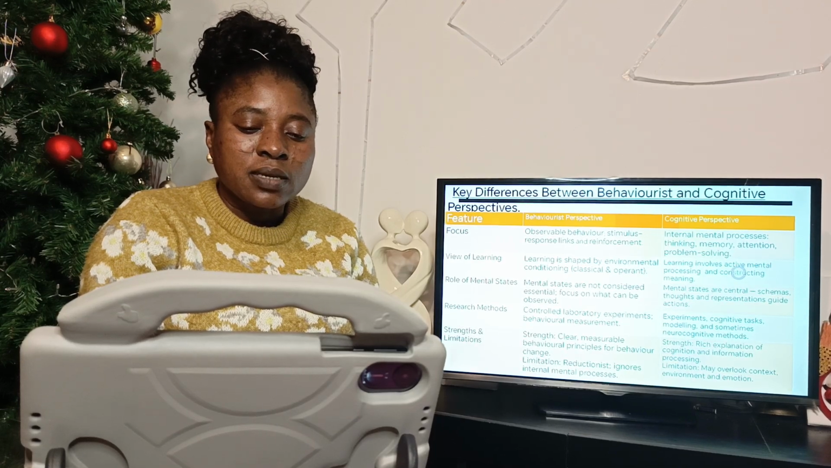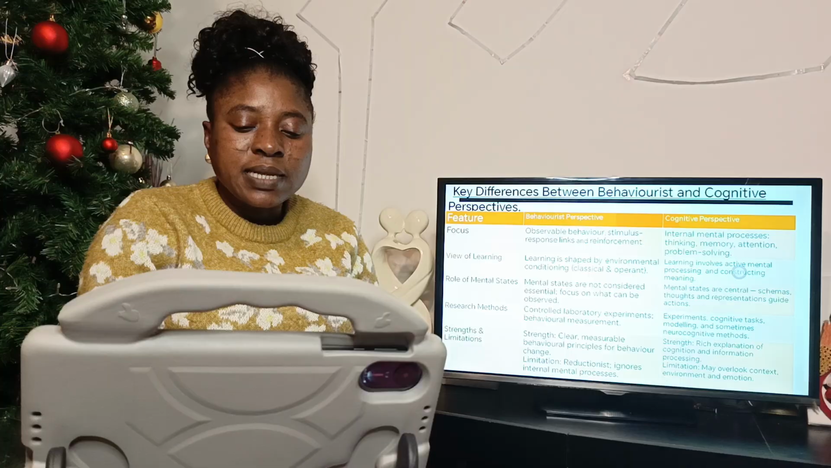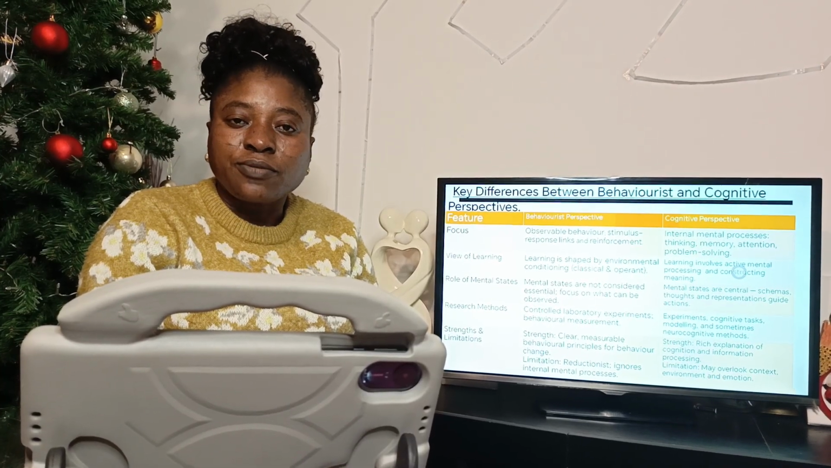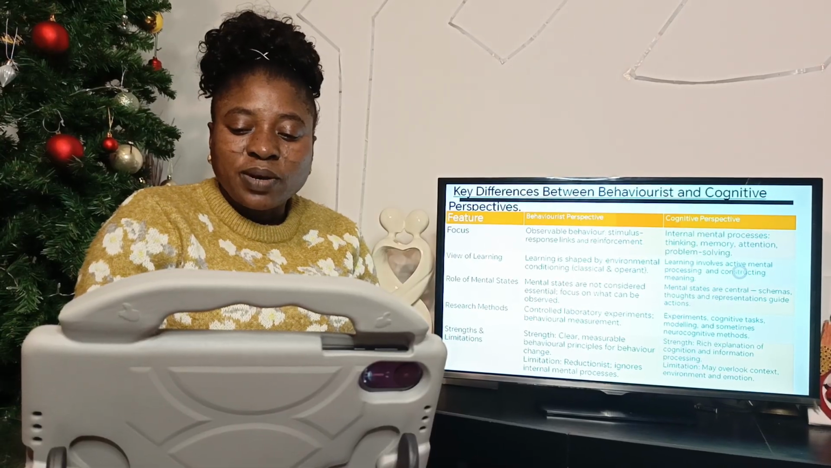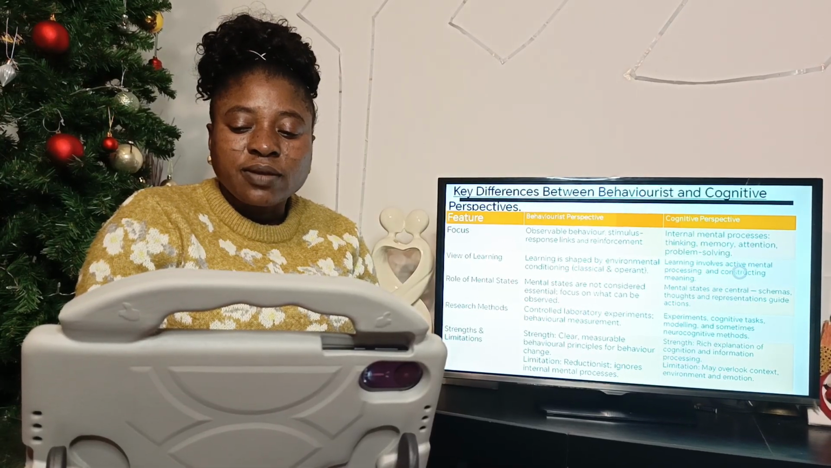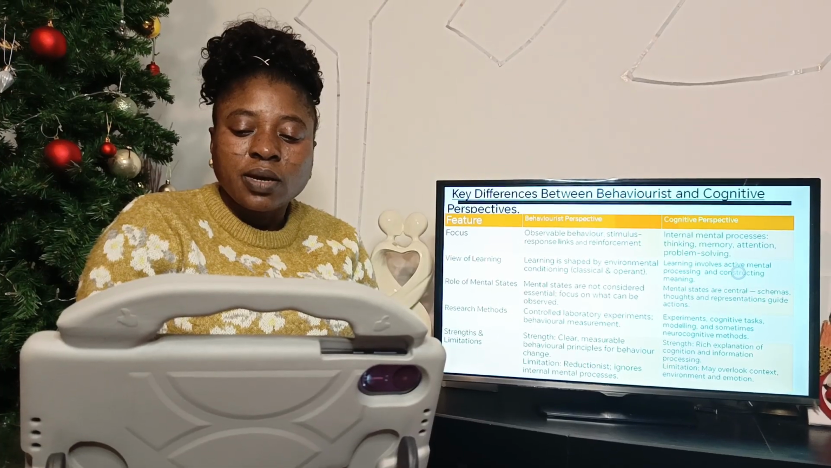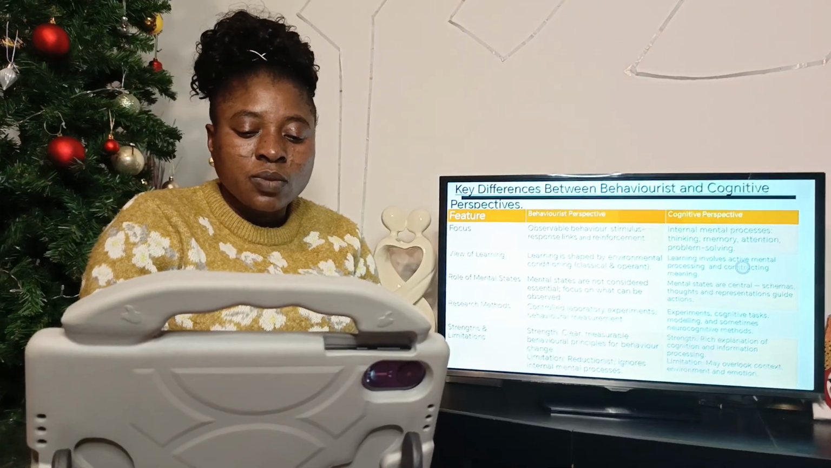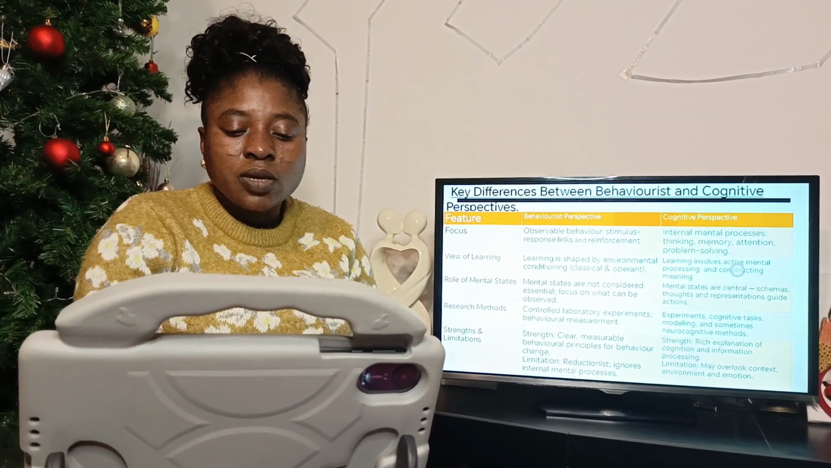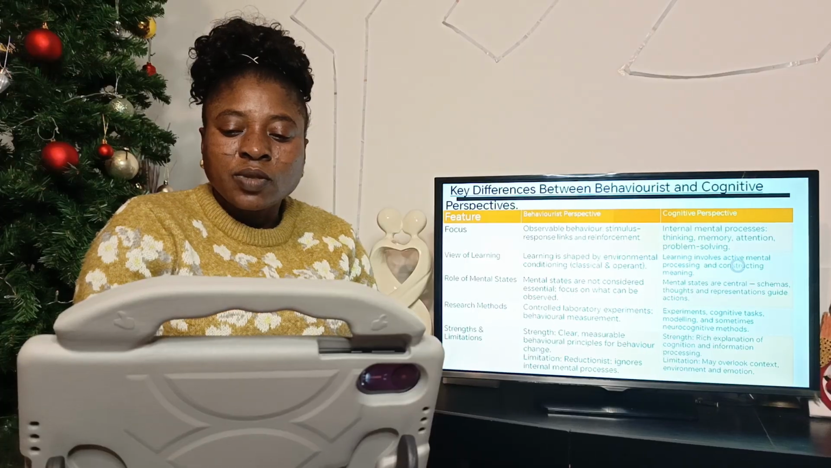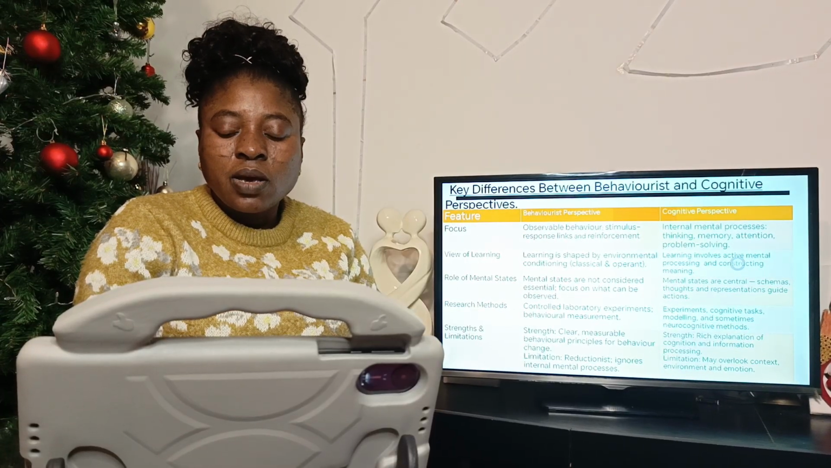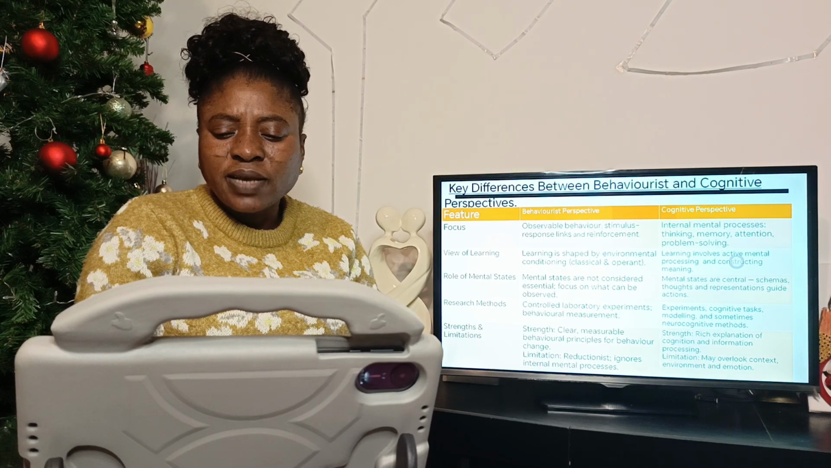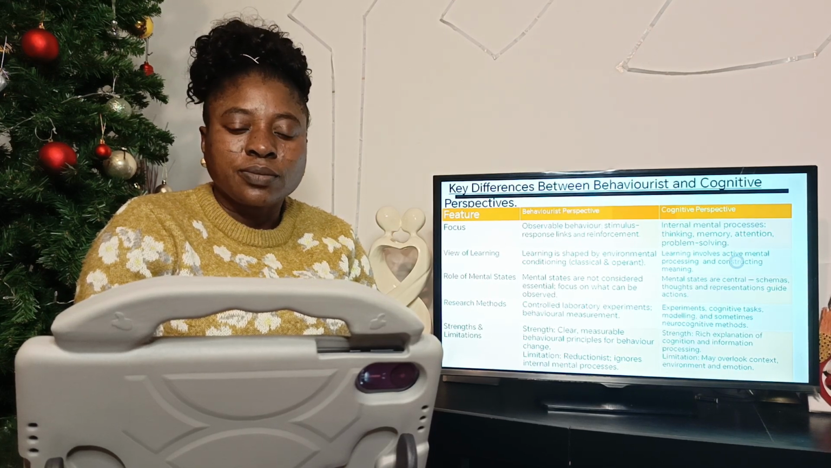Role of mental states: in the behaviorist perspective, mental states are not considered essential. Focus on what can be observed. While in the cognitive perspective, mental states are central. Schemas, thoughts, and representations guide actions. Research methods: the behaviorist perspective uses controlled laboratory experiments and behavioral measurements, while the cognitive perspective uses experiments, cognitive tasks, modeling, and sometimes neurocognitive methods.